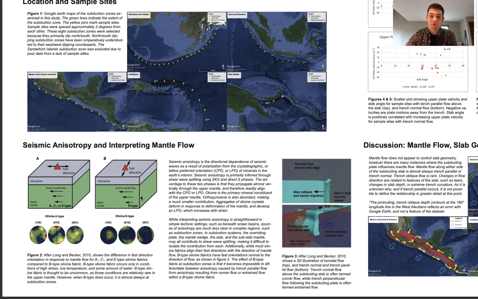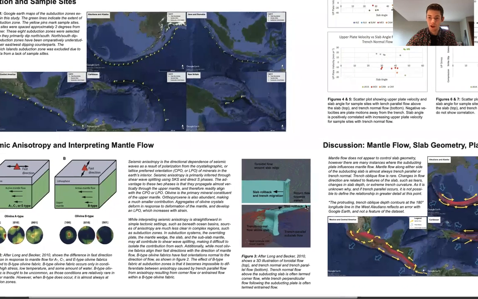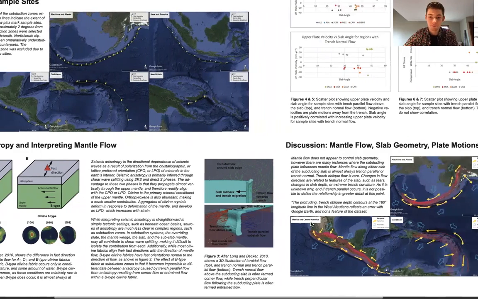However, sometimes you have these B-type olivine fabrics. These exist in high stress, low temperature environments with some water, which inconveniently is subduction zones sometimes. So there's some uncertainty as to how common they are and to what extent they exist within these systems. That kind of makes it challenging sometimes to interpret if you're looking at parallel flow or trench normal flow.